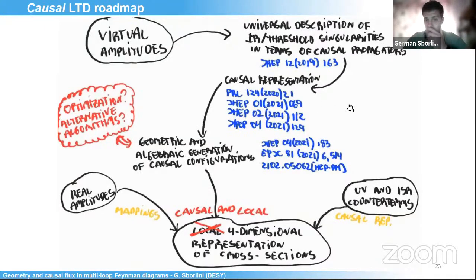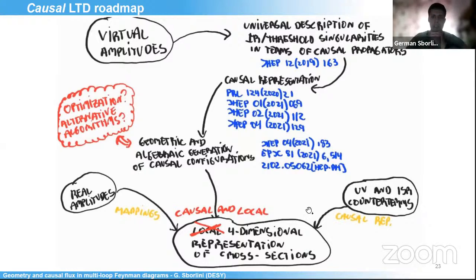And then in 2020 and 2021, we delved into the consequences of the causal representation, exploring how to generate it by using geometric and algebraic algorithms. With this, we expect that in the future, we can combine real amplitudes by using mappings and obtain the causal representation of properly defined ultraviolet and initial state radiation counterterms, to get not only a local 4-dimensional representation of a cross-section, but also a causal one. I mean, something that combines all the simplifications which are introduced by forcing causality with all the advantages that we have by having local cancellations of singularities.